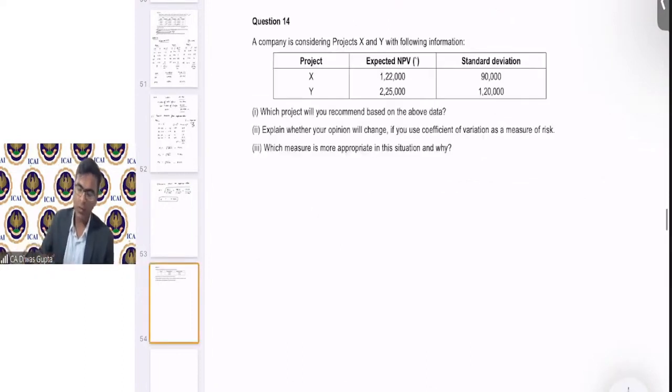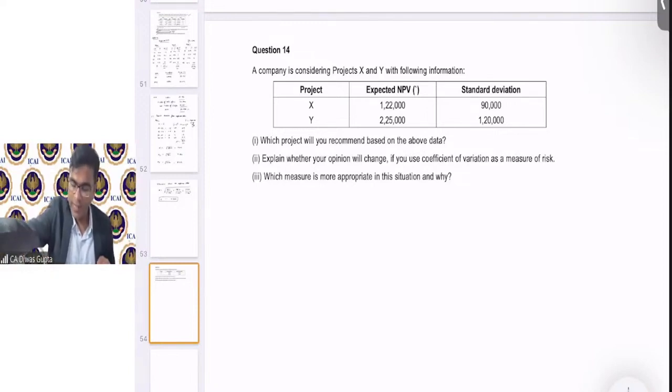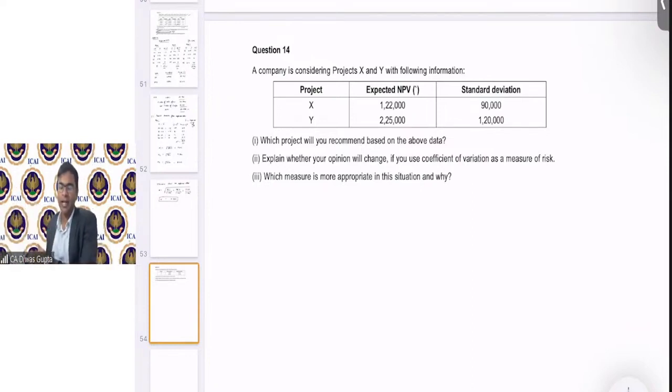Okay, students. Now let us move on to the next question because we have a lot of questions to cover today. Question number 14: a company is considering projects X and Y with the following information. Project X is having an expected NPV of 1,22,000 and a standard deviation of 90,000. And for Y, the expected NPV is 2,25,000 and standard deviation is 1,20,000. Which project will you recommend based on the data above? Explain whether your opinion will change if you use coefficient of variation as a measure of risk. Which method is more appropriate in this situation and why?